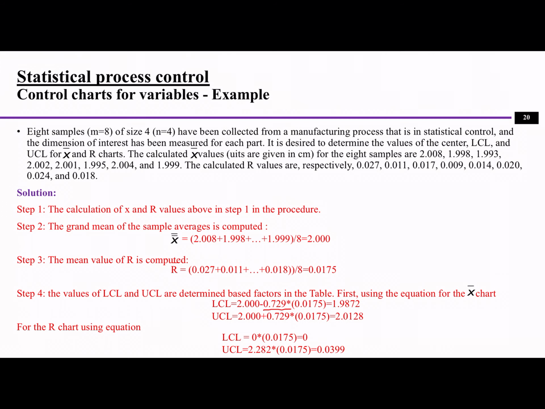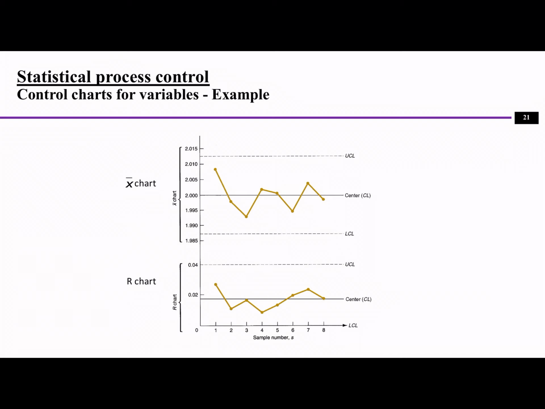And next, we just need to construct the control charts. For the X bar chart, make sure you have the labels, all the dimensions or measurements, and also the upper control limit, lower control limit, and the center, and make sure all the points are right inside. This is how we construct the X bar chart and the R chart.